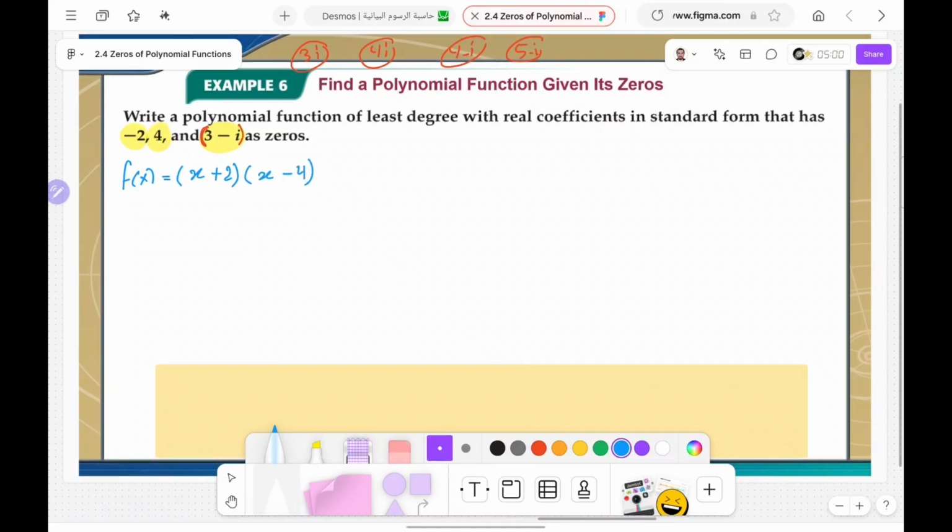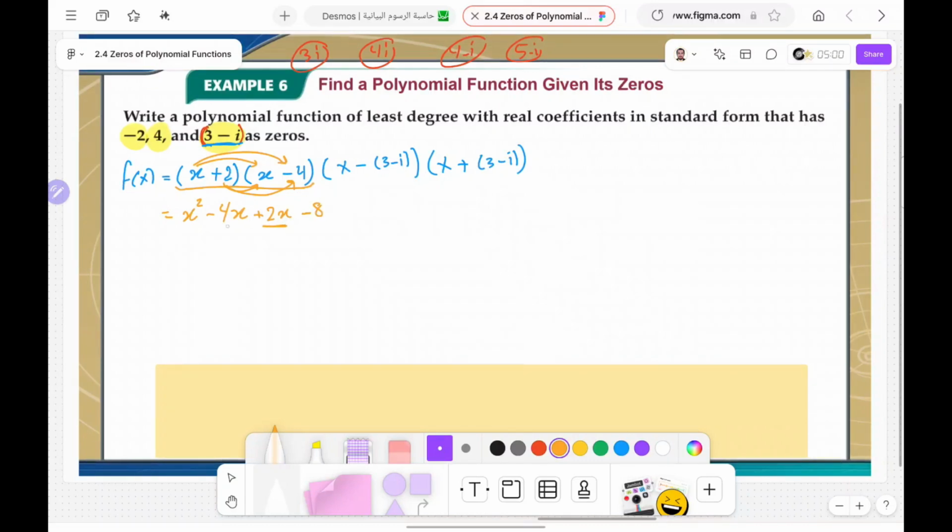Then we have 3 minus i. The first thing you have to take is x, and this one is one term, okay? So x minus 3 minus i, and x plus 3 minus i, because it's just one term. Now what you have to do is use the distributive property. Let's start with the first two brackets. x times x is x squared, x times negative 4 is negative 4x, then 2 times x is 2x, and 2 times negative 4 is negative 8.